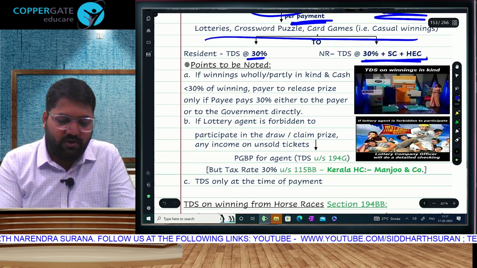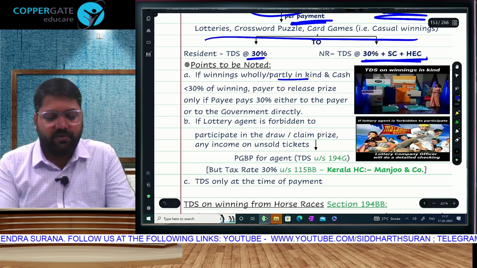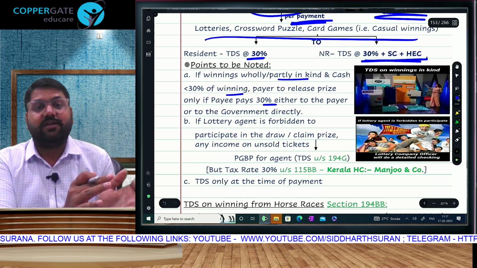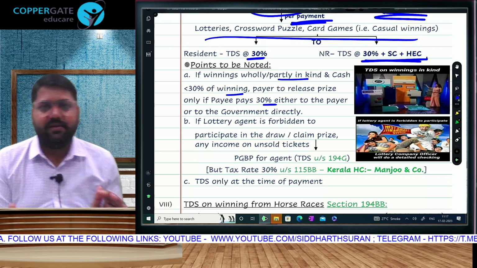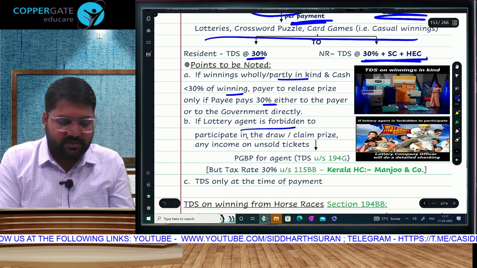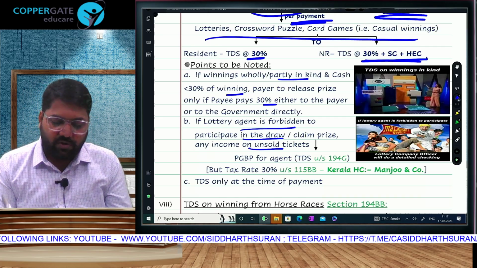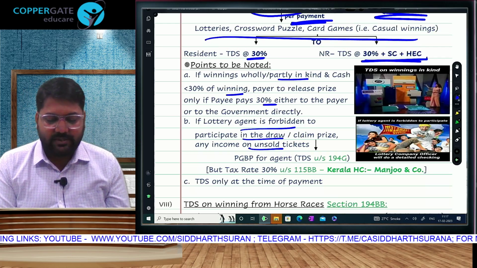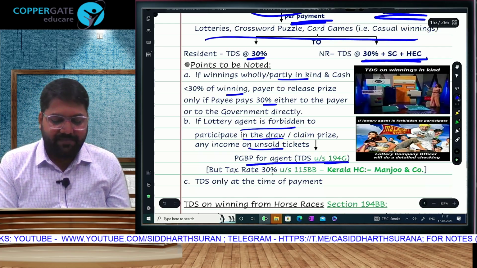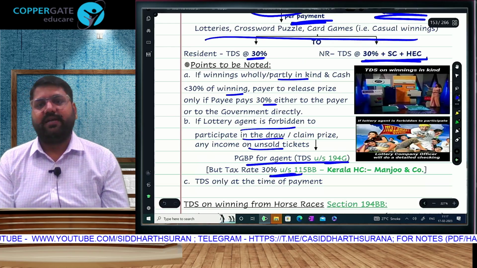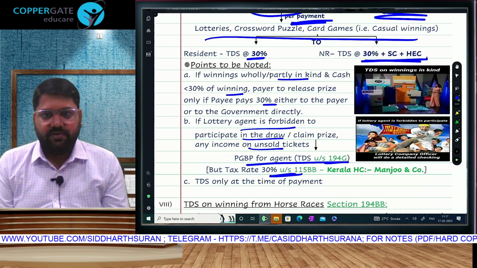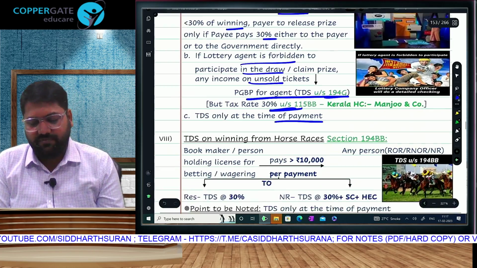If the winnings are wholly or partly in kind and the cash component is less than 30%, the payee has to give 30% cash and only then will the payer release the prize. And if the lottery agent is forbidden to participate and the prize comes on an unsold ticket, the TDS rate we will apply as per 194G, we can apply PGBP, but the receiving agent has to pay tax at 30% as per casual winnings. This section also comes at the time of payment.